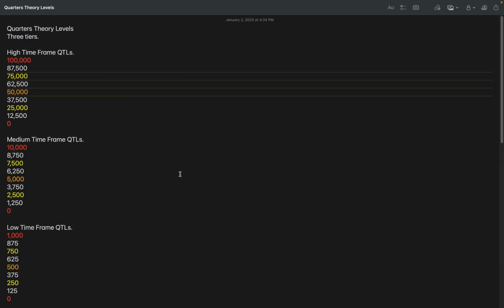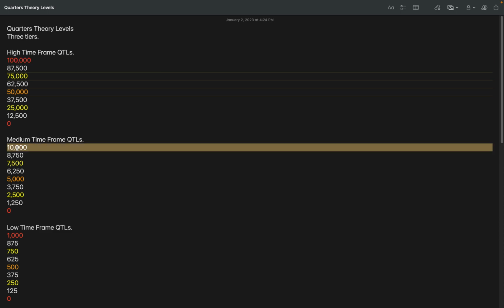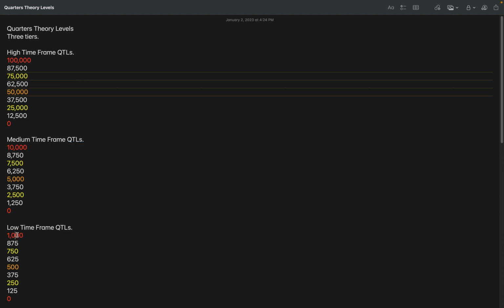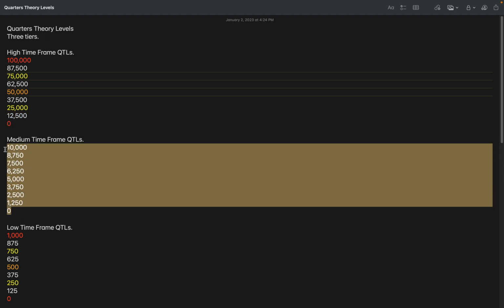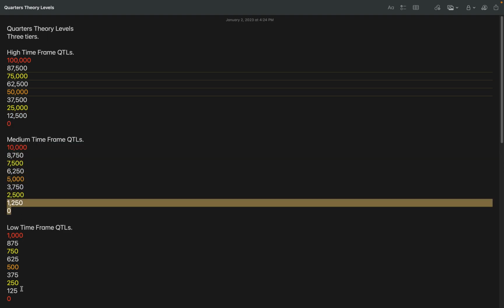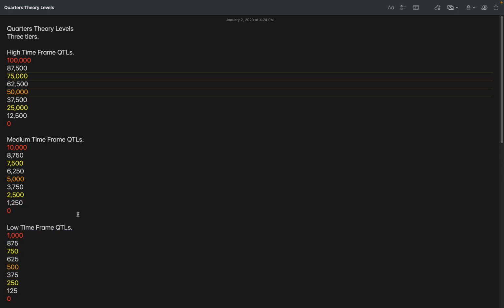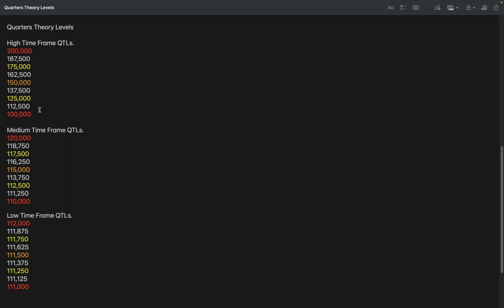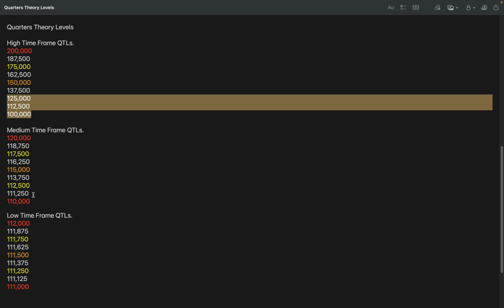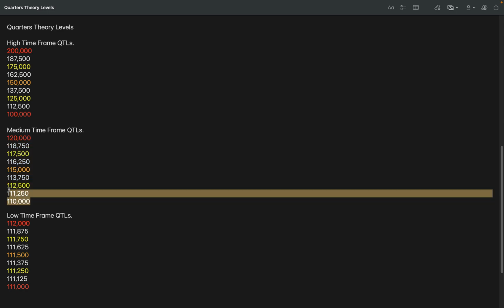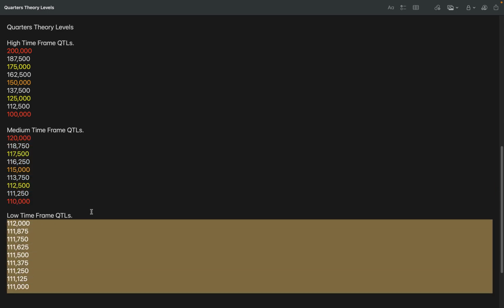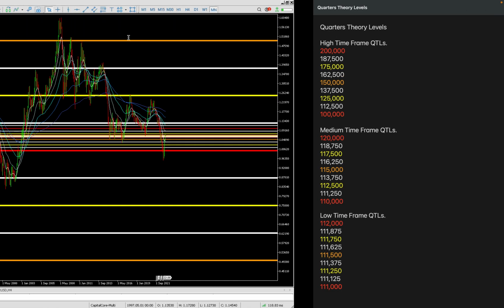Before we move on, just review one more time. We have the 100,000 high time frame QTL, 10,000 high time frame QTL, and the 1,000 time frame QTL. And then inside each of these, we have these. Okay, so they're inside of each other. The smaller one's inside the medium one, the medium one's inside the high time frame. Okay, you see that? All right, so now let's take a look at what it actually looks like on the chart.